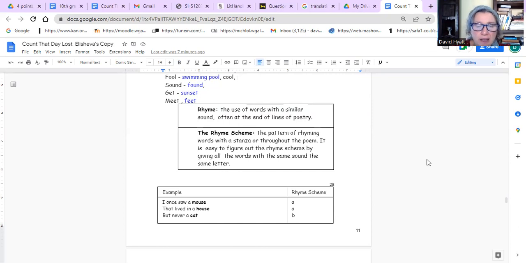שיטת החרוזים. The pattern of rhyming words within a stanza or throughout the poem. It is easy to figure out the rhyme scheme by giving all the words with the same sound the same letter. The pattern, זה הדוגמה. יש עוד מילה בעברית, דגם, אוקיי? זה משהו שחוזר על עצמו.